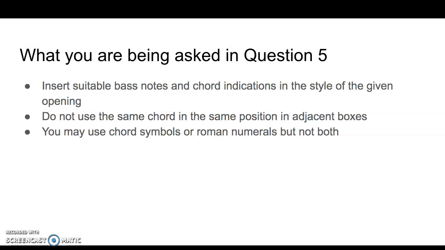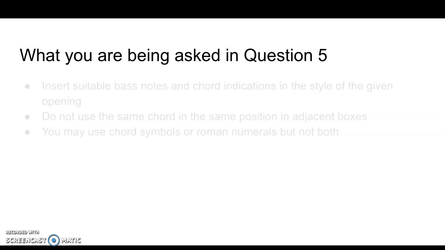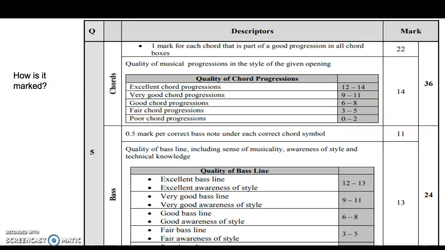I'm using chord symbols here, obviously, and in class you would have seen me do that as well, but you're perfectly free to use Roman numerals if you're more comfortable doing that. Okay, so let's take a quick look at how it's marked. And again, this is freely available. This is the 2019 marking scheme. The first point here is 1 mark for each chord that is part of a good progression in all chord boxes. So get the chords right, and there's 22 marks.